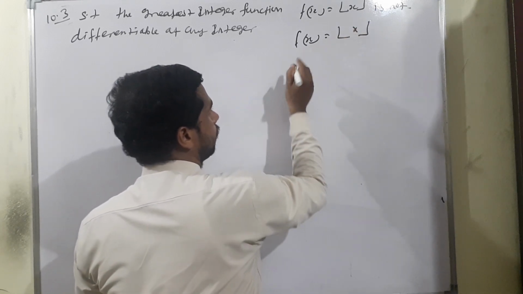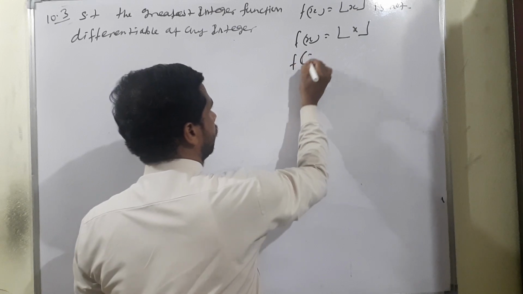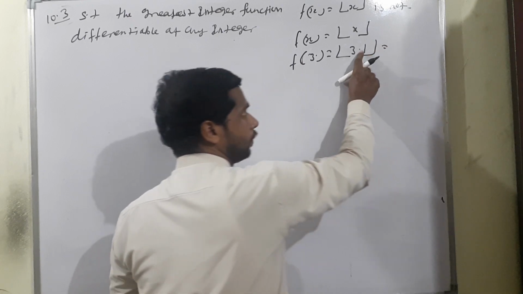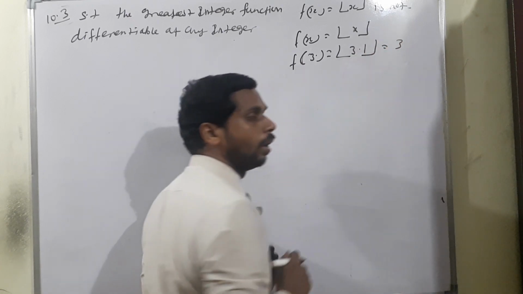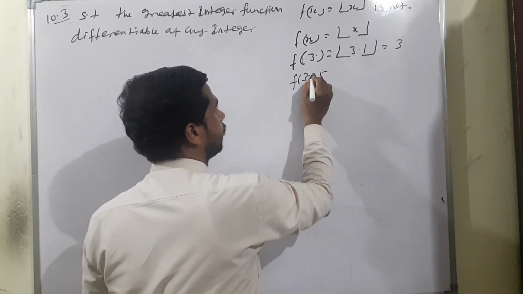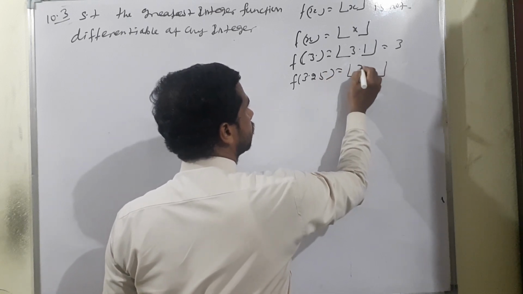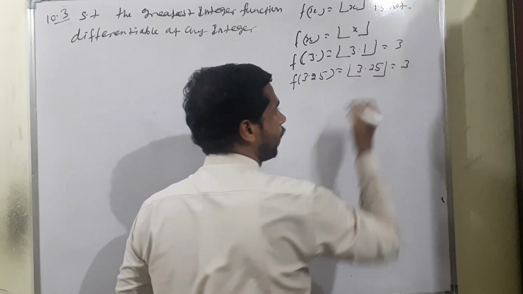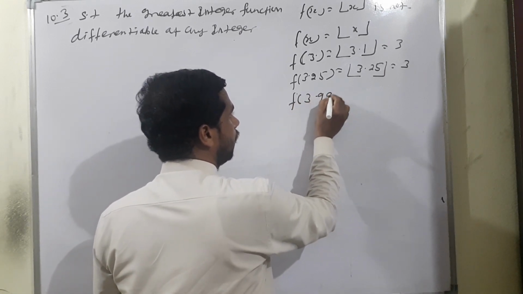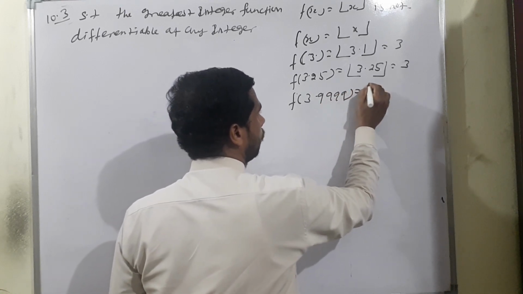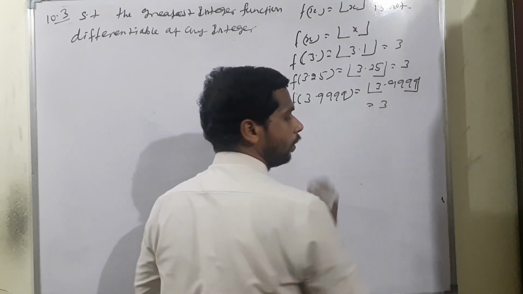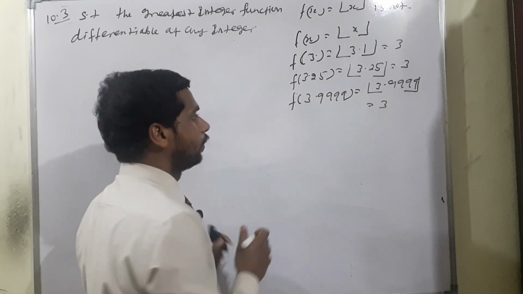Now f of x is equal to the greatest integer of x. Consider f of 3.1: the decimal point is ignored, so only the whole number value will come, that is 3. In case f of 3.25 is there, what is the value? If you apply the greatest integer symbol, the value will also be 3. Next, for 3.999 something, if we apply the greatest integer value, only 3 will come. The decimal points are ignored.